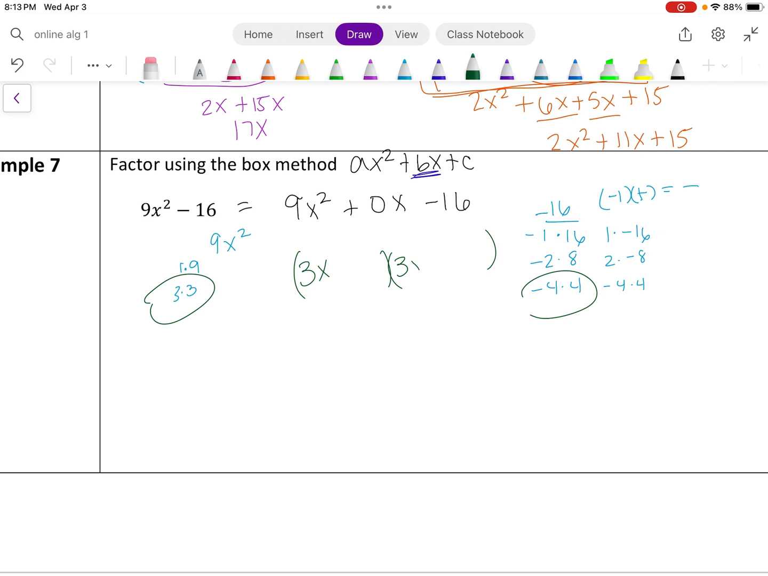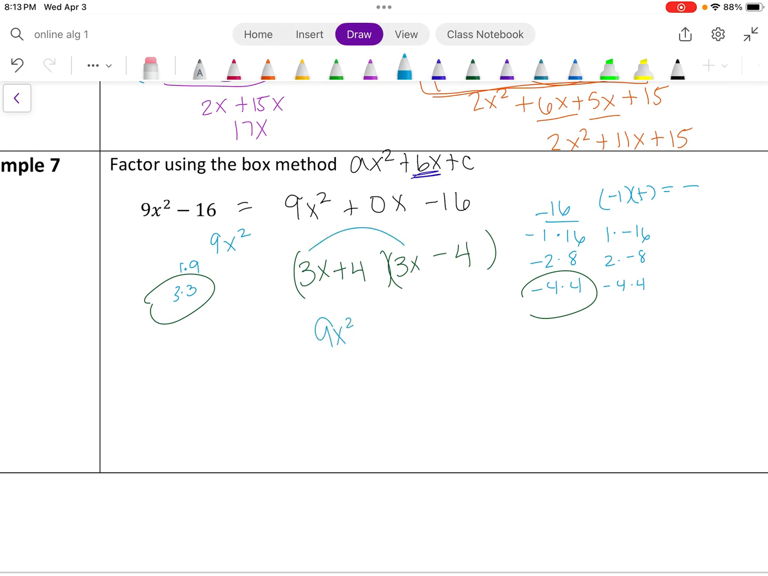So I'm going to let this be 3x and this be 3x. And I'm going to let one of these be negative 4 and the other be positive 4. And it doesn't matter which is which, right? Because if I switch my positive and negative around, I still end up with a 3x and a positive 4 and then a 3x and a negative 4. So it didn't matter which one was where. All right, moment of truth.